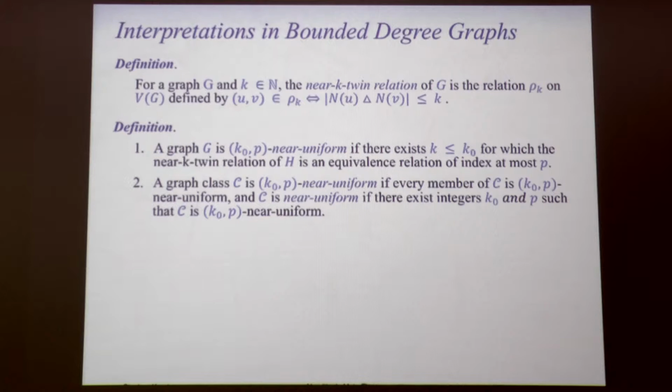And you can extend this to classes of graphs. So a class of graphs is k0-p near uniform if every member of this class is k0-p near uniform. And it's near uniform if there's some integer k0 and p for which it's uniform. And this defines you any class of graphs. It's just some random definition you can take, and there will be some classes that have it, and others will not.